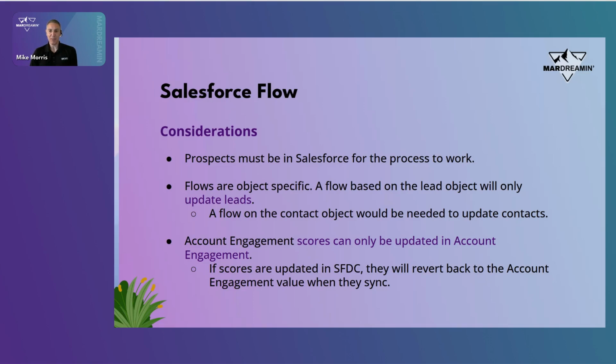And the last thing to keep in mind is that Account Engagement scores can only be updated inside Account Engagement. It's kind of deceiving, because if you create a flow, you can actually change the score inside a flow. However, when the records sync, it's going to revert back to the Account Engagement score. So that's really important, because if you want to change those scores, you have to go back to Account Engagement.